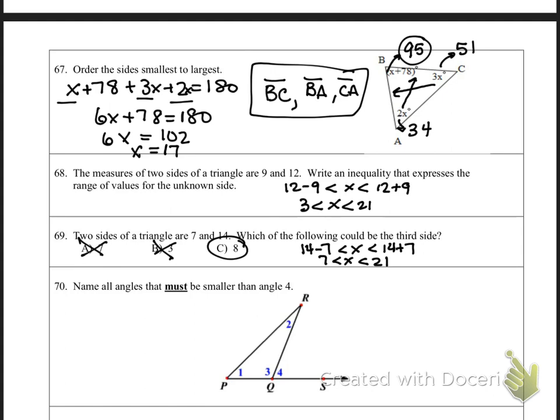70, name all angles that must be smaller than angle 4. Well, we know that because 4 is our exterior angle, 4 has to equal the sum of 2 and 1. Well, if it's the sum, then angles 1 and 2 must be smaller than angle 4. So your answers here are 1 and 2.